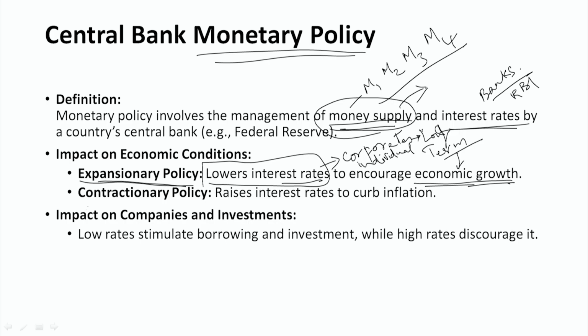And if suppose you have a contractionary policy where the money flow is curbed in circulation, how can you curb circulation of money? That is by increasing the interest rate. So when the interest rate is increased, corporates will borrow less, individuals will borrow less. So if suppose individuals are borrowing less, what will happen? The purchasing power will decrease. Automatically, the profitability of the company is likely to come down.